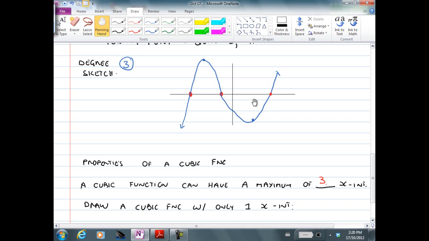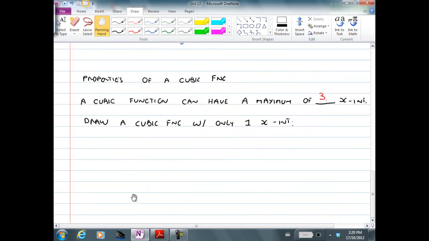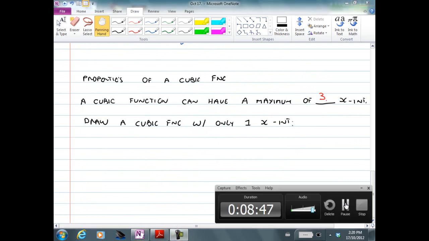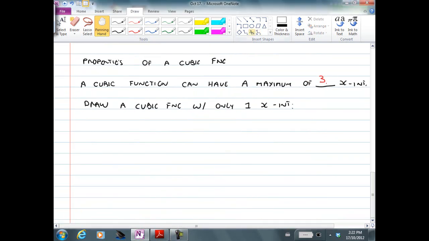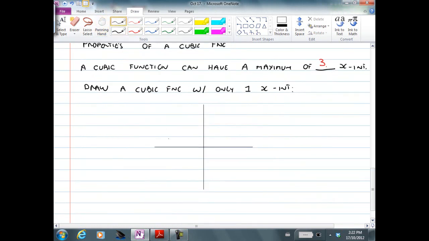How would it work? And is it possible to draw one with only 1 x-intercept? I'm going to pause it. I walked around and I saw a bunch of neat answers. Some of you said, you start down here and you go up. That works perfectly fine.